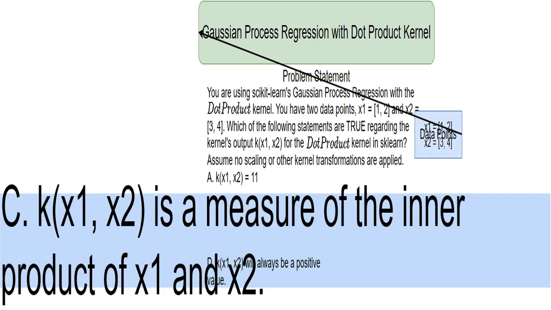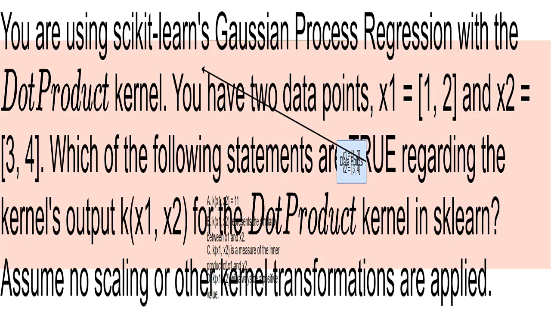This statement is correct. I found this by calculating the dot product of x1 and x2: 1×3 + 2×4 = 11. This is the direct result of applying the dot product kernel to our specific data points.